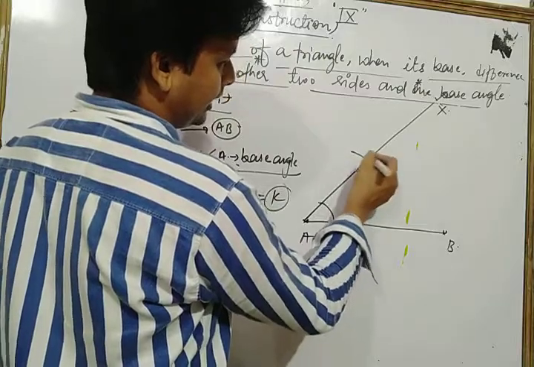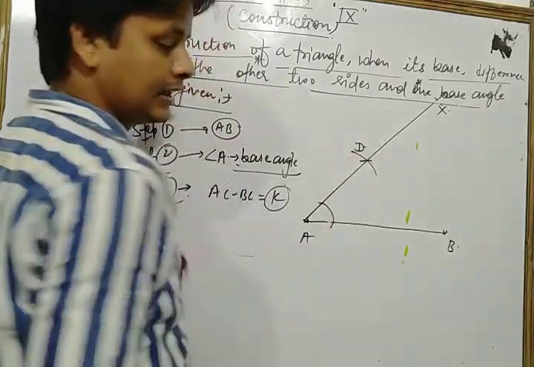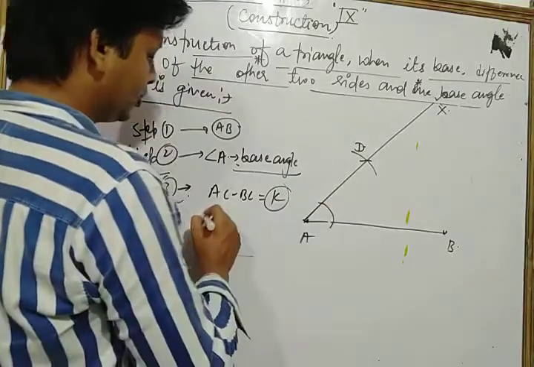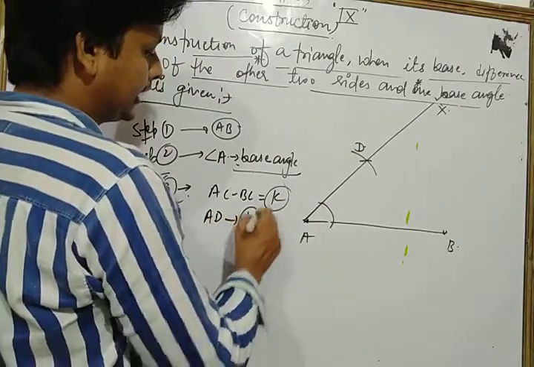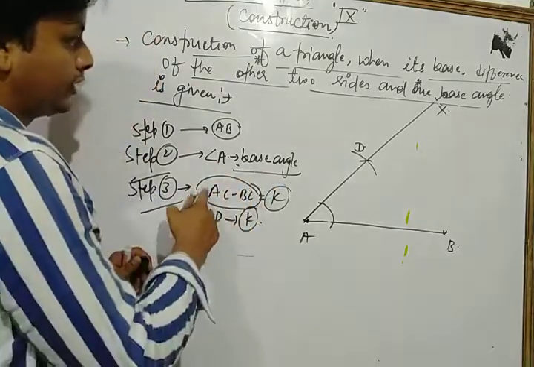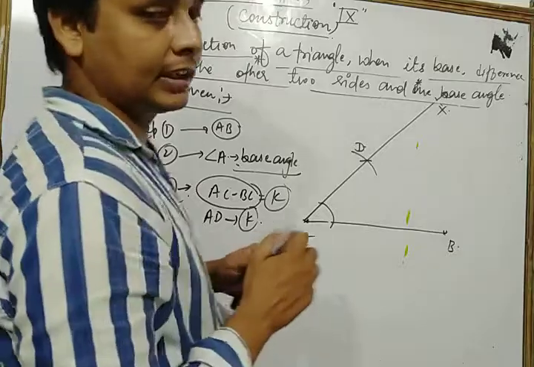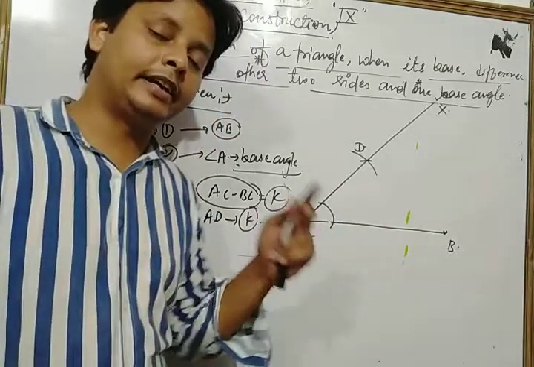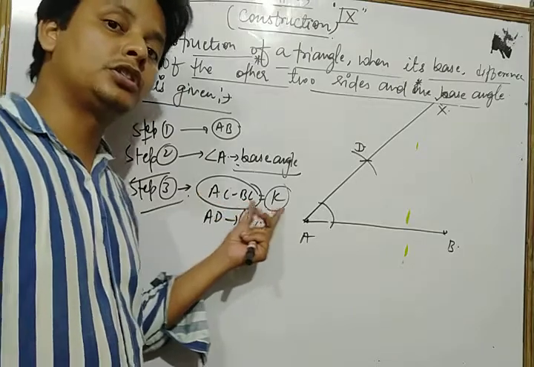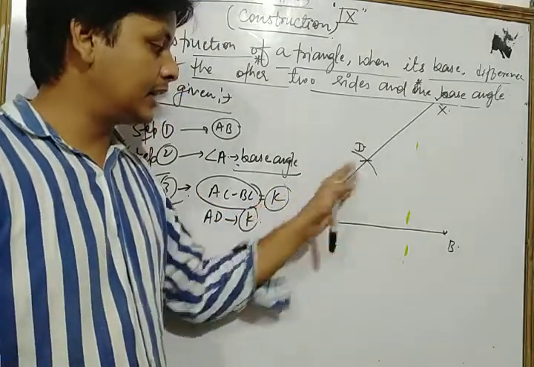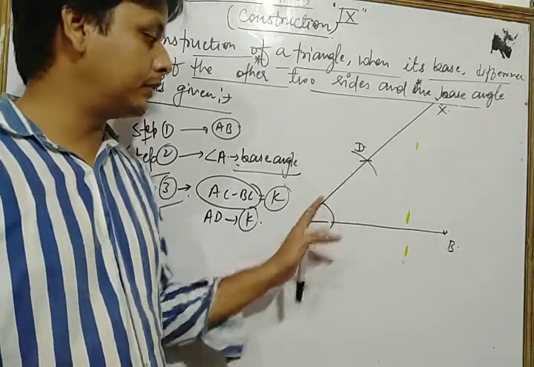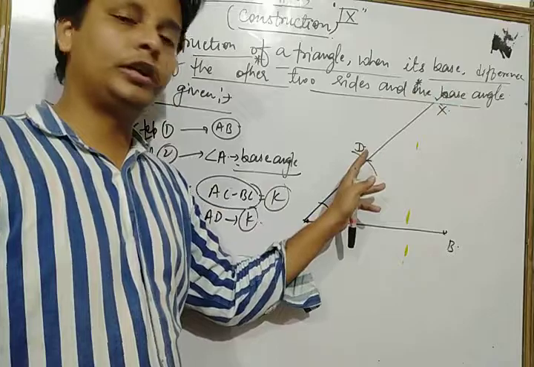suppose we cut an arc AD on AX, and the length of AD is equal to K, and K is the difference of the other two sides. So we take A as center and distance equal to the difference between the other two sides, which is given in our question, cut an arc which cuts the line segment AX at point D.